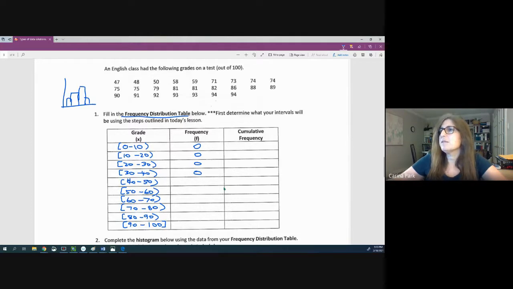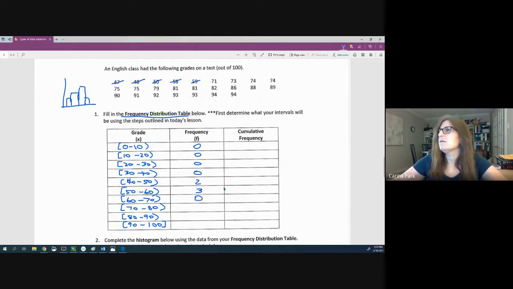Okay, now from 40 to 50, I see some. So I'm going to cross them off. You should do this, cross them off so you don't get confused. I see 1, 2, looks like 2. So I'll just put 2. Okay, and then from 50 to 60, I see 1, 2, 3. They look like they're in order, so that's helpful. And then 60 to 70, there's none.